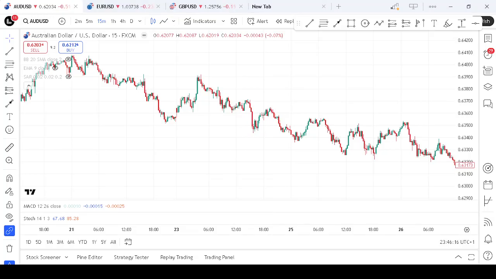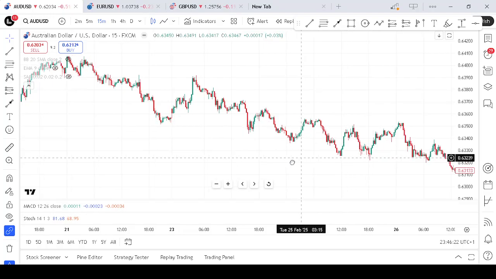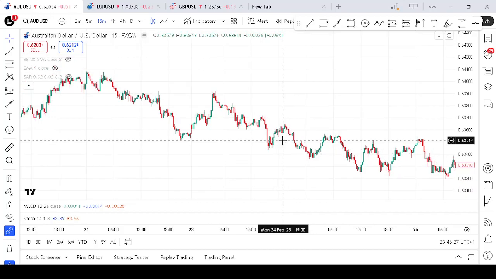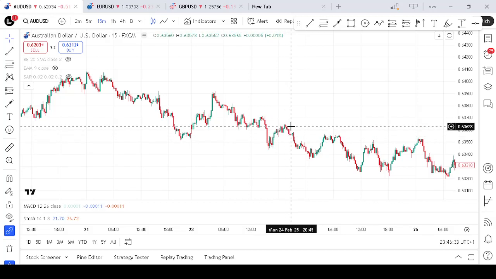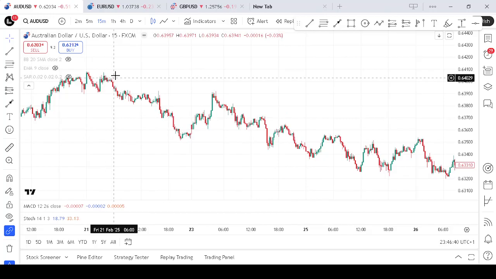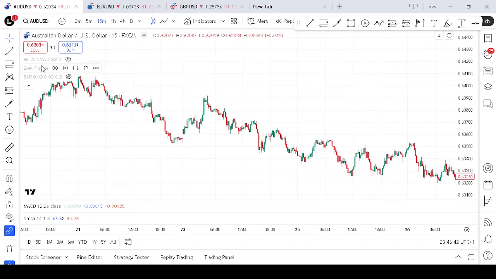Let's start with the 5 technical indicators that form the foundation of successful scalping. Each of these tools serves a specific purpose in your trading arsenal, and when used together, they create a complete system for identifying optimal trade setups. Now, the first indicator we'll look at is the Bollinger Band.